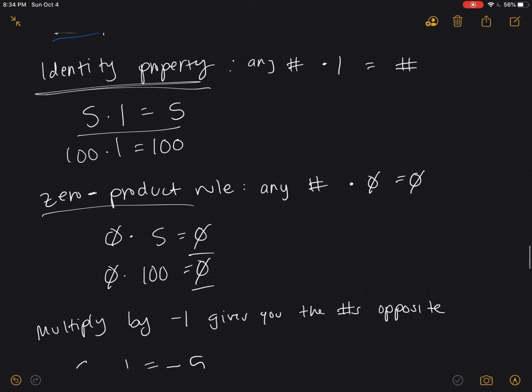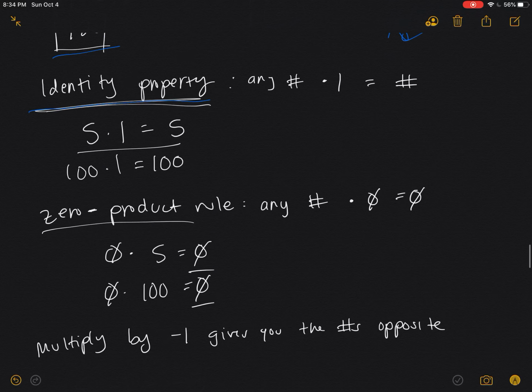Okay, some last properties. The identity property, really basic ones. Any number times 1 is equal to the number, right? So 5 times 1 is 5. 100 times 1 is 100, right? This is a basic one. You're actually going to be really surprised by how much I bring up this property throughout this whole quarter, right? So it's actually a really important one. Okay, so just remember it now, because we're going to use it a lot.